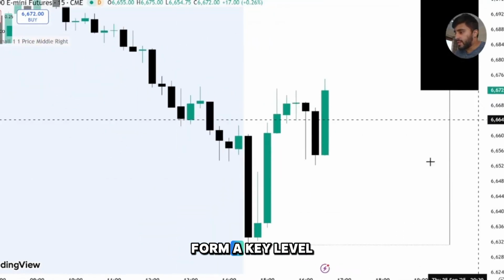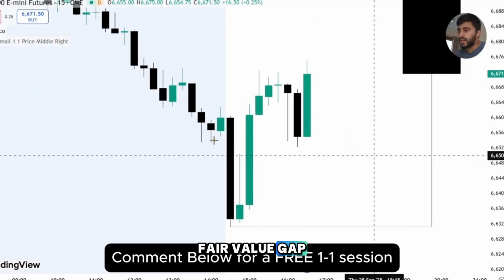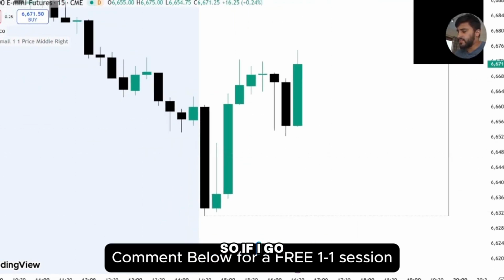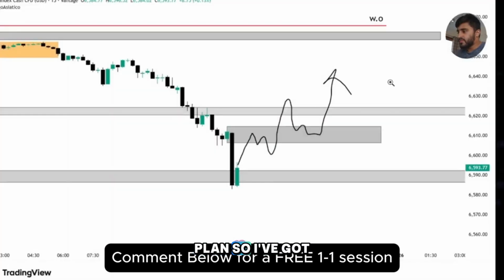So how do I form a key level? For me, a key level is simply the last 15-minute fair value gap. So this is the 15-minute time frame. And if I go to the Discord, I'm going to break down the plan for everyone. So here was the plan. I've got the same things out.